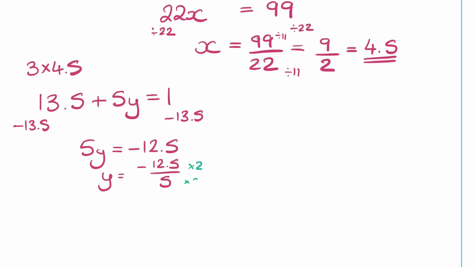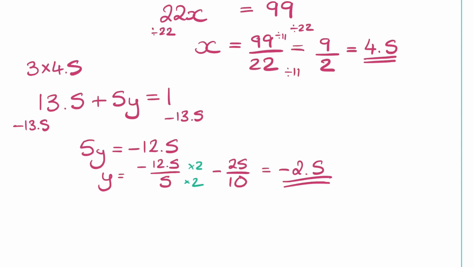Okay, you might just get into this situation in an exam where you've gone into the worst one. So times them both by 2, that would give me minus 25 over 10. That's not too bad now actually. I can divide by 10, that's why I wanted to times by 2, so I have 10 on the bottom. So there we go, that is minus 2.5. So not too bad actually.